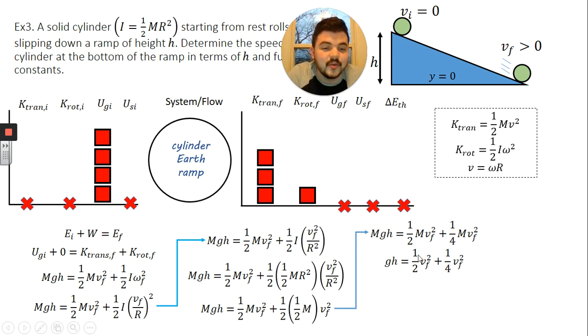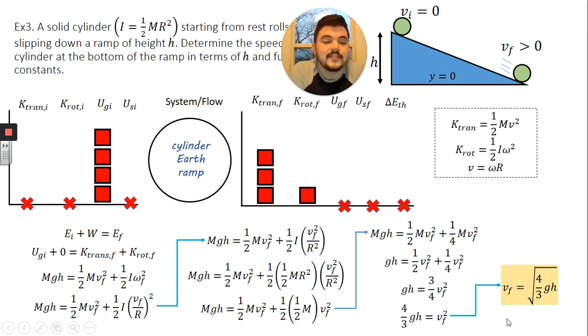And now I can look here and say 1/2 v squared plus 1/4 v squared altogether equals 1/2 plus 1/4 is 3/4. Multiply each term by the reciprocal of that coefficient so that we end up with 4/3 gh equals speed squared. And now the very last step, take the square root of both sides and you end up with the speed of the cylinder being the square root of 4/3 g times h. Whew. A lot of algebra there. Take a moment, pause the video, soak it all in.